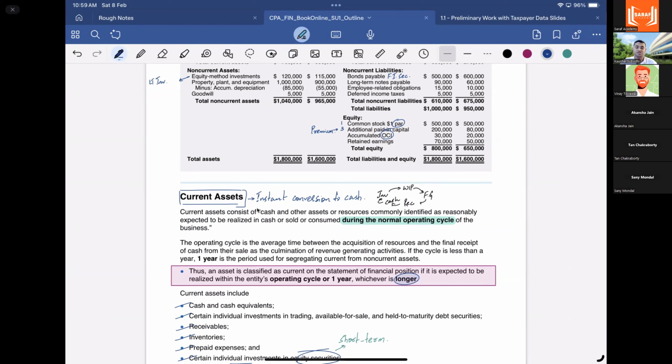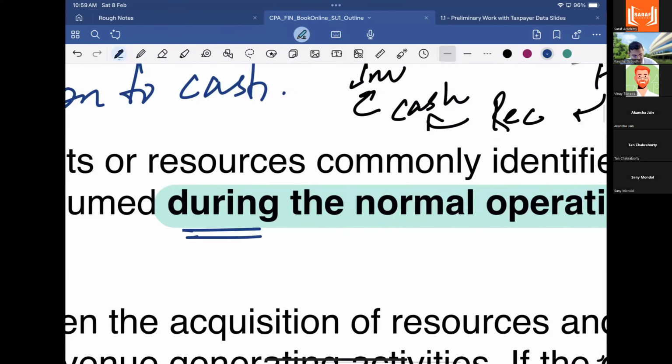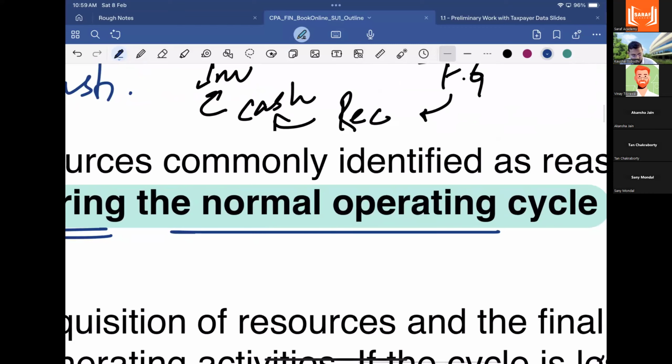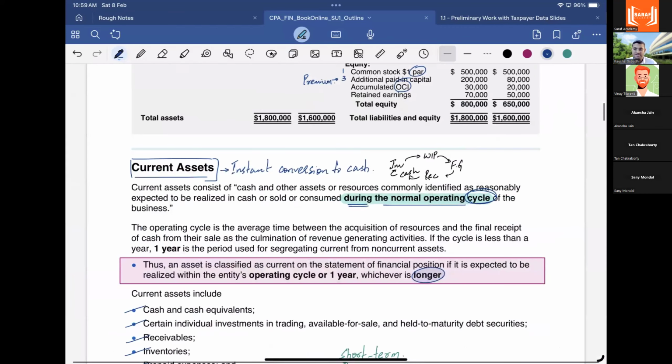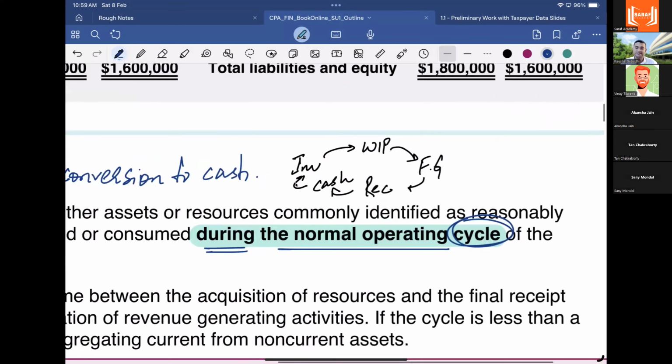So current assets consist of cash and other assets or resources commonly identified as reasonably expected to be realized in cash or sold or consumed during the normal operating cycle of the business. So what I found most important here is this line, which is during the normal operating cycle. So we will take this cycle forward and understand what this cycle is.